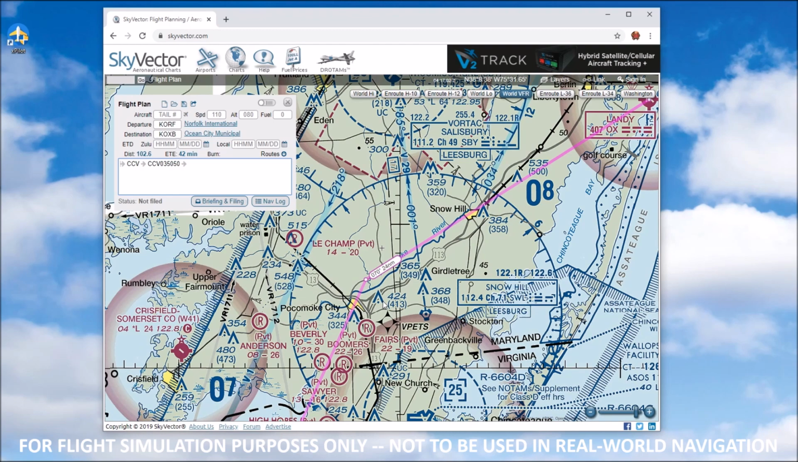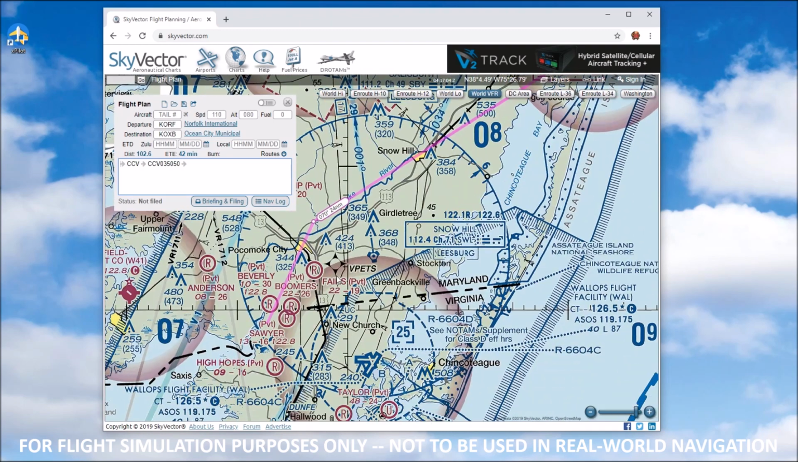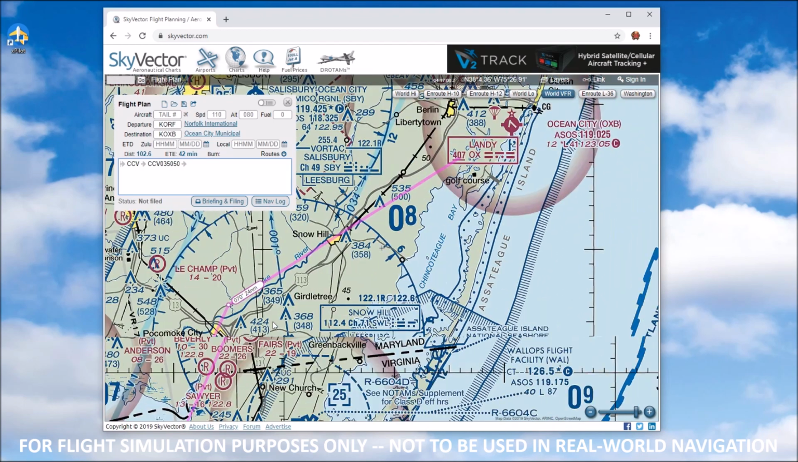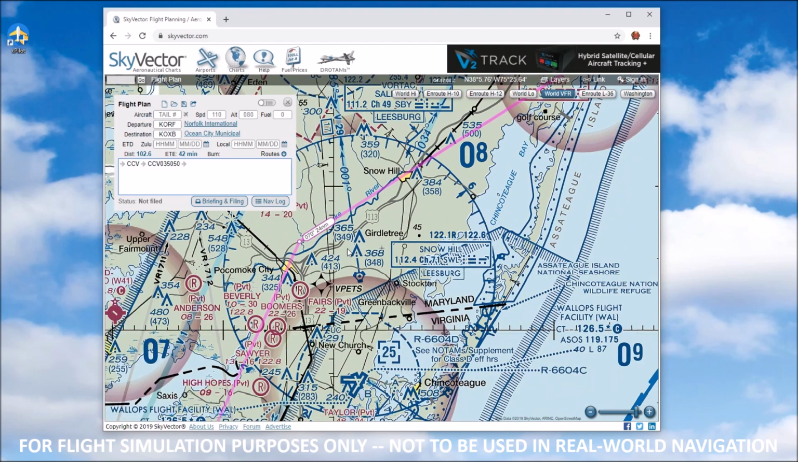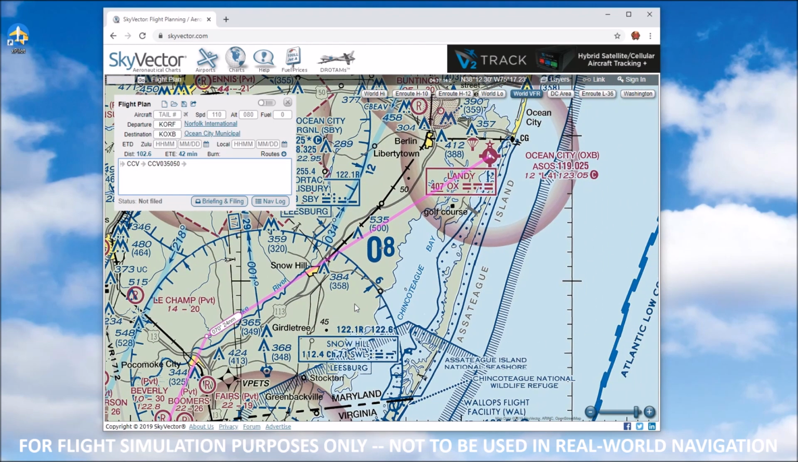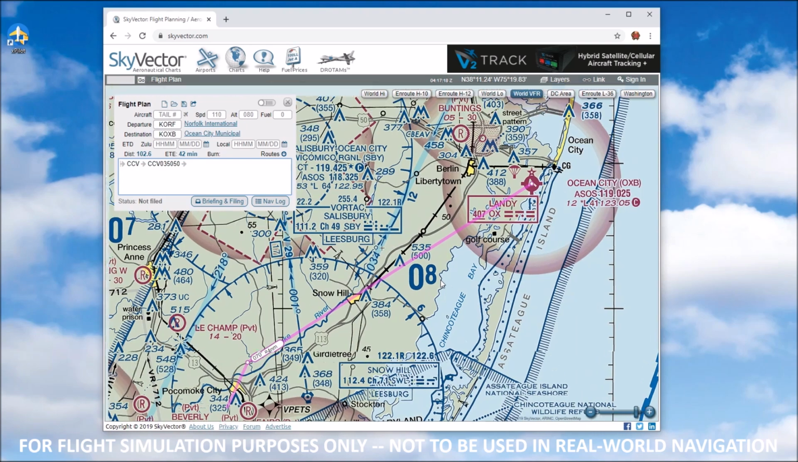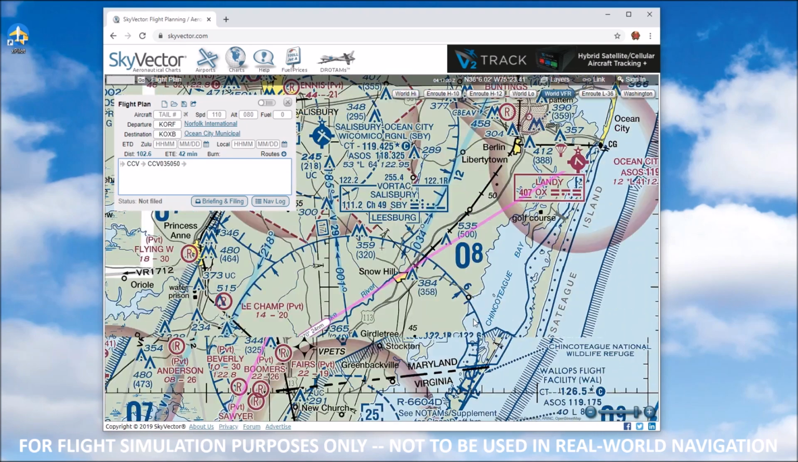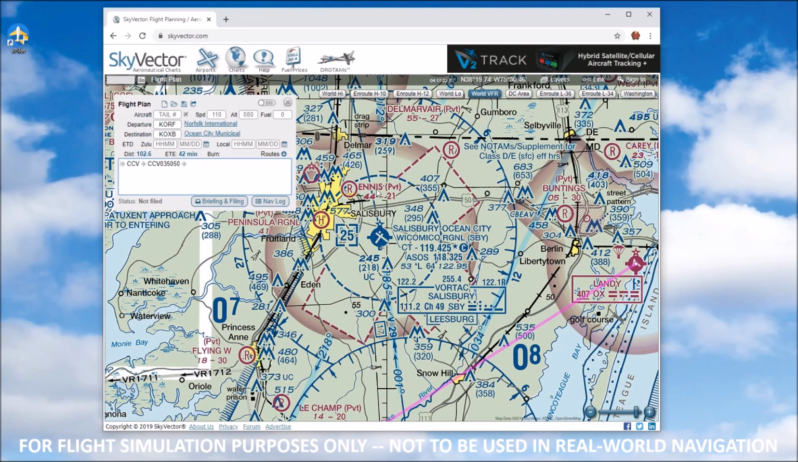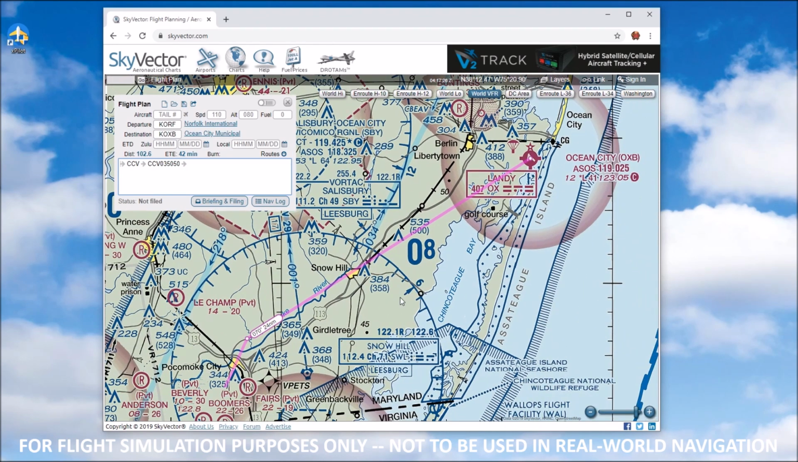But that distance puts you right over top of the corner where that restricted airspace turns in, and then from that point, 50 miles northeast of Cape Charles, you can turn direct to Ocean City. You pass right over the town of Snow Hill here, and you're well outside of the restricted airspace. You're well outside of the Salisbury Class Delta, the controlled space around that little airport up there.